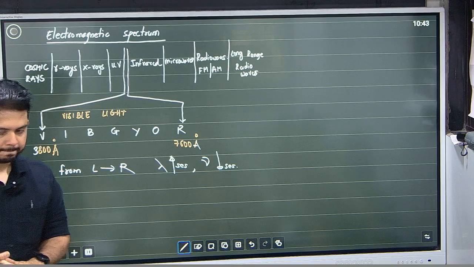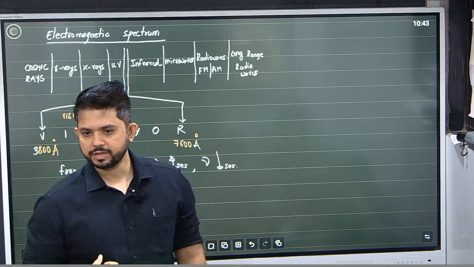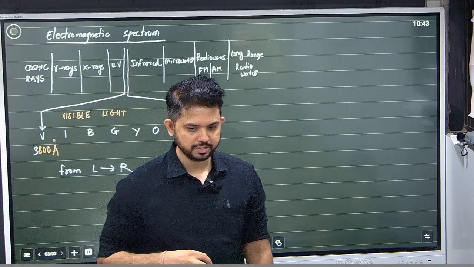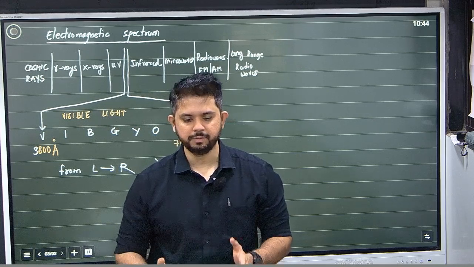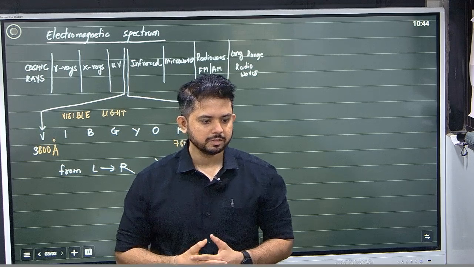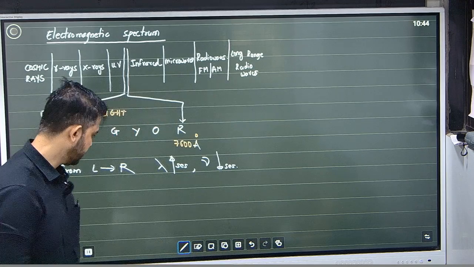Okay? So we stop here for the day. After wave nature of light, we are going to do numericals on wave nature of light, and then move on to particle nature of light, which is the most important part of the chapter. I'll see you next class.